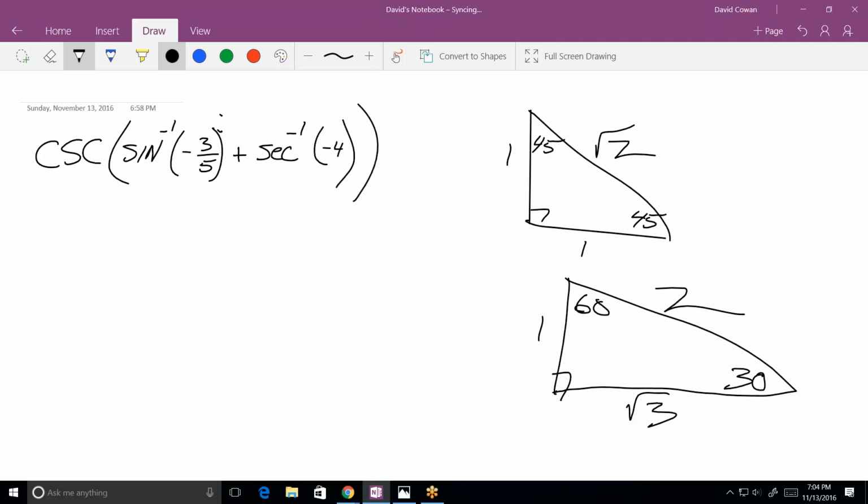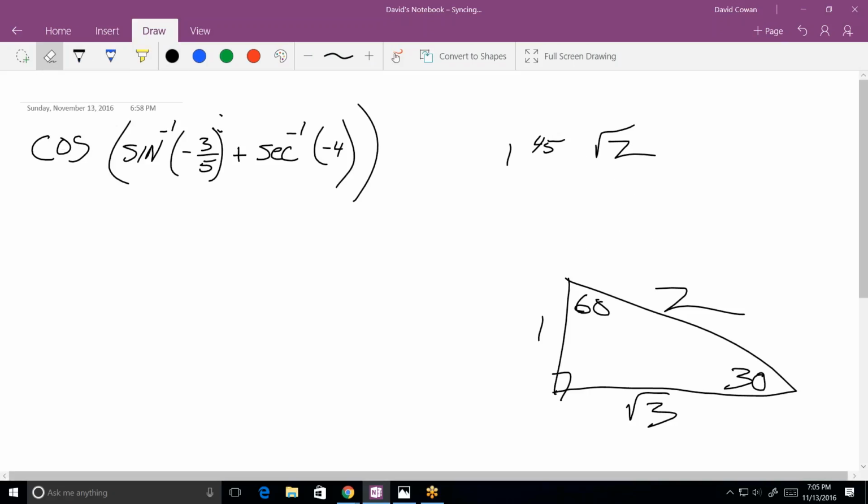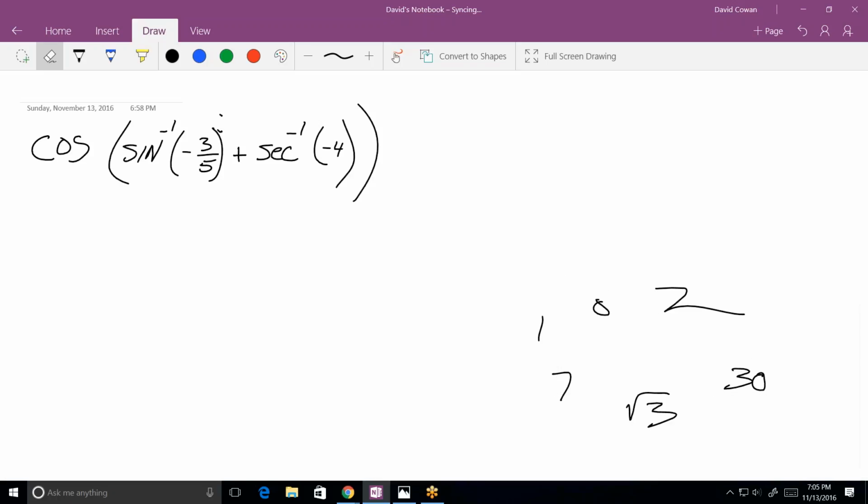Oh, yeah. Sorry, the first one was cosine at the very beginning. I said that wrong. My bad. Cosine like that? Yeah, instead of cosecant. So there we go. We have to do these without a calculator. Yes. So we need to find the triangles that fit.